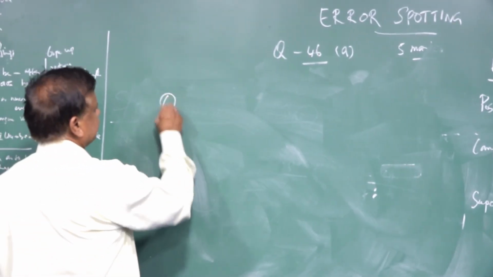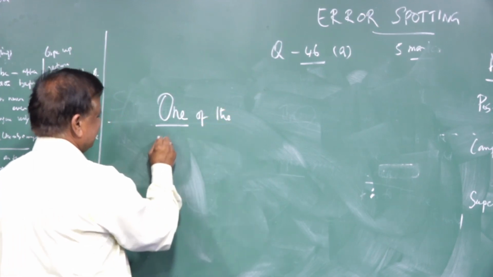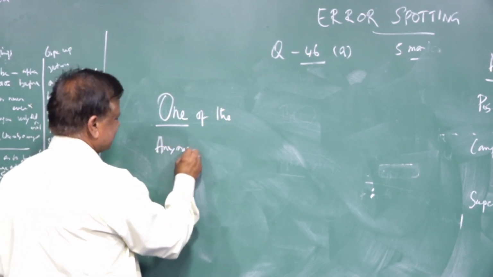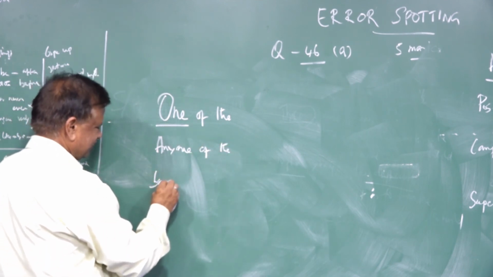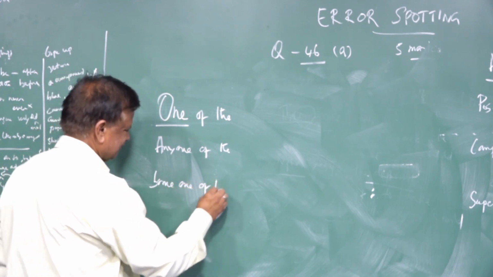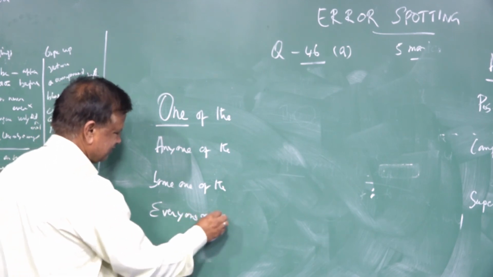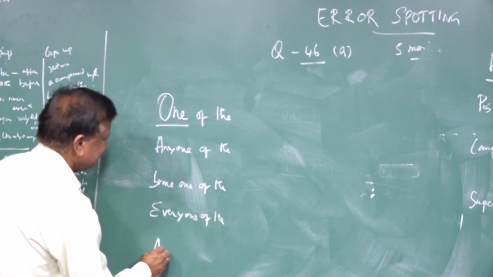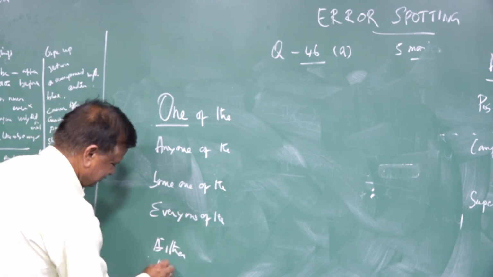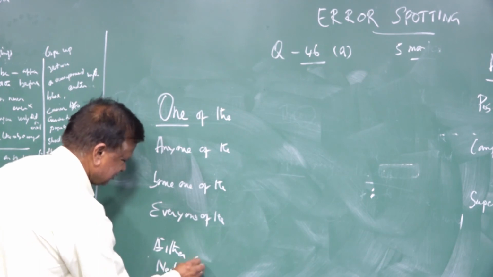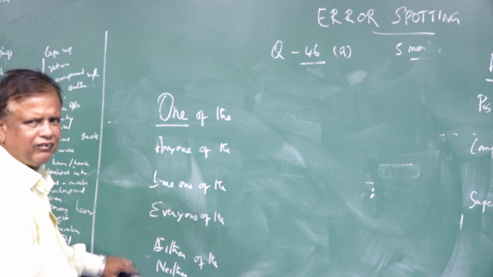I will give you one set here. See this: one of the, any one of the, some one of the, every one of the, either of the, neither of the. One, either, neither, all these things should be noted.